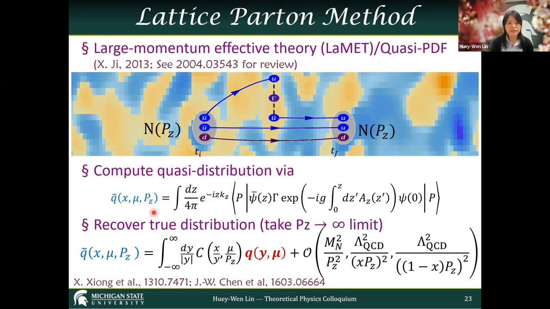And so one can further connect this quasi distribution to the true light-cone distribution over here by taking something we call matching, which you can probably think about as kind of taking the PZ to infinity limit, very naively speaking. All this matching, because we are talking about momentum that's larger than lambda QCD, is usually in the perturbative regions. And so such a matching kernel can be calculated using perturbation theory. And Xiangdong and his collaborators have done a lot of those, providing us a lot of nice calculations to use on the lattice QCD calculations.